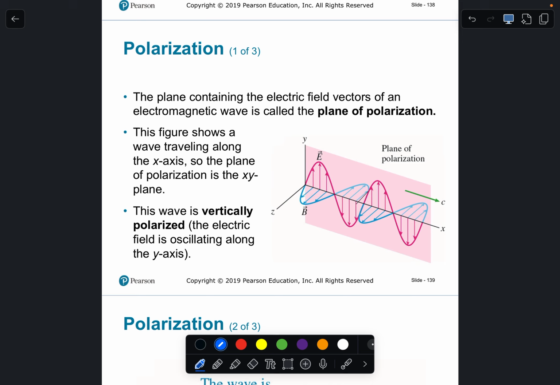So by convention, we've chosen the electric field as our guide. So the plane of polarization is the plane that the electric field lives in. And if the electric field is parallel to that plane, then we know that the electric field is vertically polarized. Okay? The electric field only exists in the y-axis, parallel to the y-axis. Okay, so we'll say that that's vertically polarized.